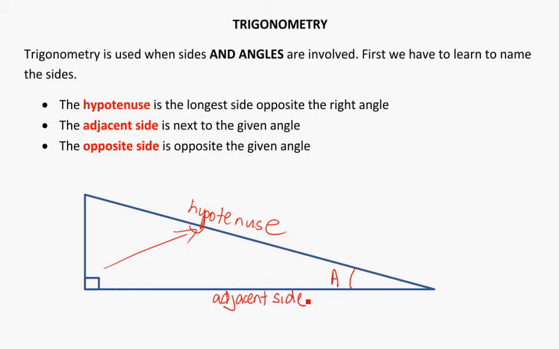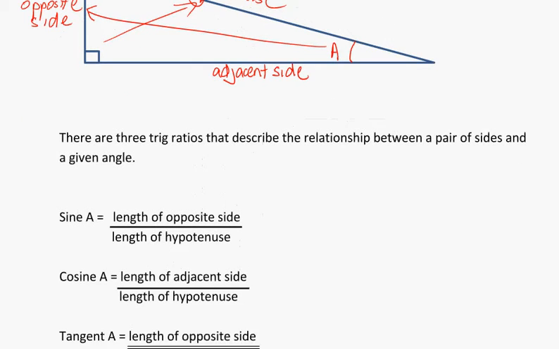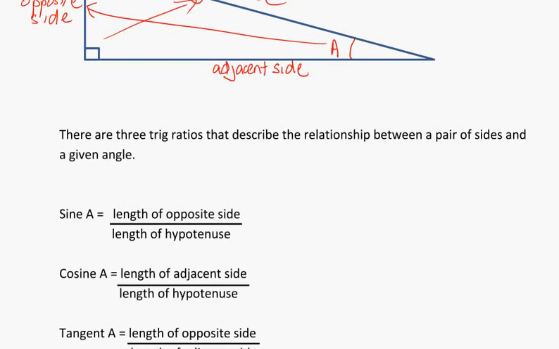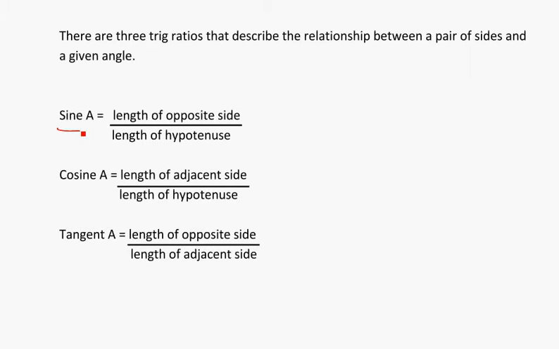Now the opposite side is opposite the given angle, so if you stood in the angle and shot an arrow to the other side, you would get the opposite side, so it's not attached to the angle. So once you know how to label your sides, you're ready to start using your trig ratios. There are 3 trig ratios that describe the relationship between a pair of sides and a given angle, and here they are: sine, cosine and tangent.